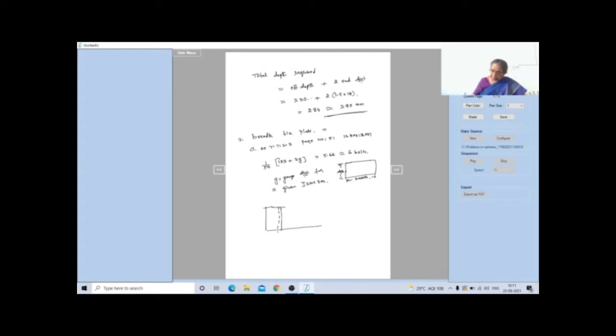this is the end, this is the connecting side, the other side. So 3 bolts here and 3 bolts here we have connected. Okay, so that is the, so provide 6 bolts of 16 mm diameter.